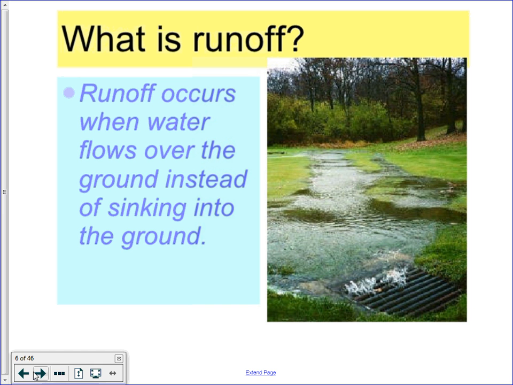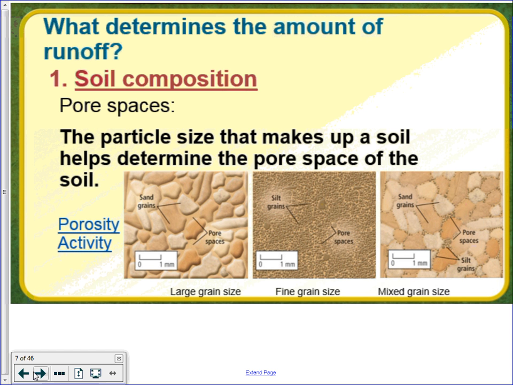On page 4, we're going to list the 4 factors that affect how much runoff a place will have. So number 1, on that chart where it says factor, in the number 1 box you're going to write soil composition. Soil composition is the first factor. The description of soil composition is this: soil composition is the particle size that makes up soil and helps determine the pore space of the soil.